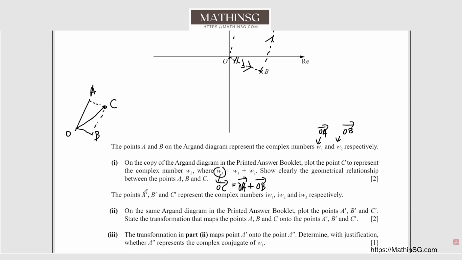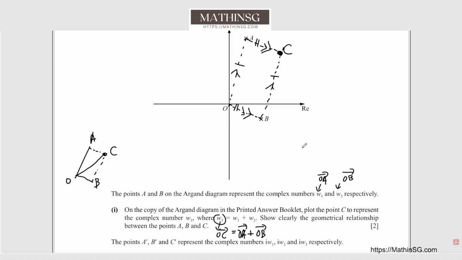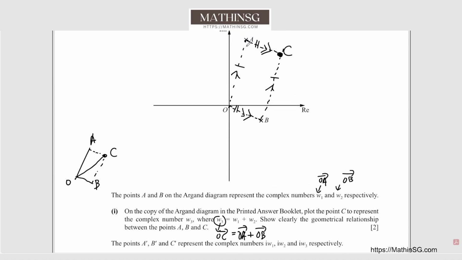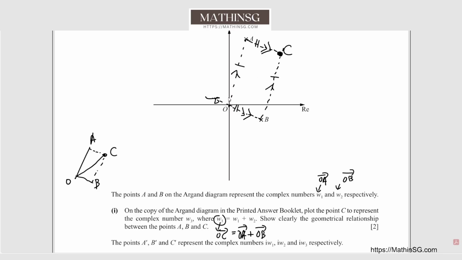So next, A prime, B prime, and C prime represent the complex numbers I W1, I W2, and I W3. When you multiply a complex number by I, what it means geometrically is you are going to rotate the point 90 degrees anti-clockwise about the origin. So this is A. Now I'm going to rotate it 90 degrees about the origin.